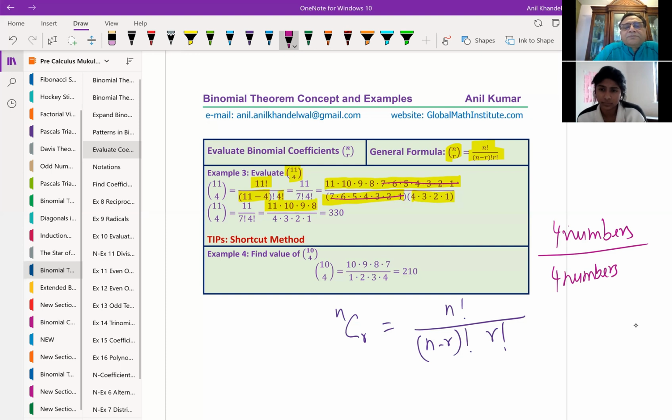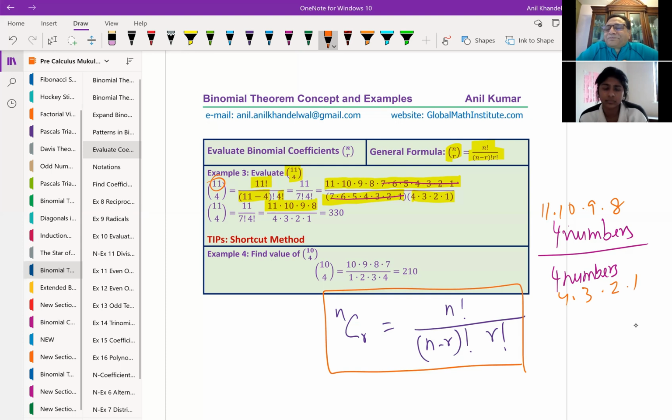However, the difference is one is in decreasing order, right? One is 11, 10, 9, 8. And the other one is 1, 2, 3, 4. Done. That is how you calculate 11C4 very easily. You don't have to really worry about this formula. You get the idea?